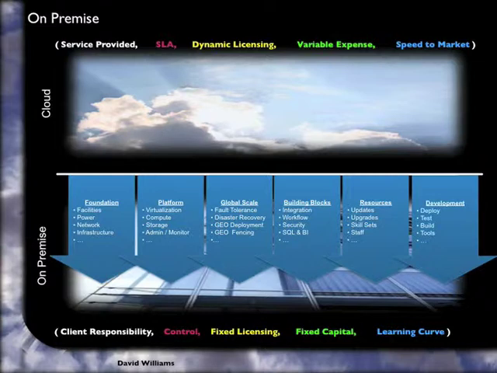These aspects include foundational services that cover all aspects of network, facilities, and power. Platform services, bringing core capabilities of computing, storage, and management. Global services. In this approach, the corporation has full responsibility for designing, building, and supporting all aspects of scale, fault tolerance, and disaster recovery. Building blocks. Once again, the client is creating and supporting all internal capabilities around integration, workflow, and security.